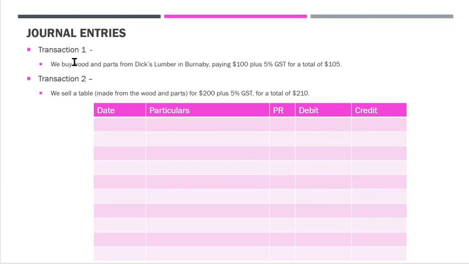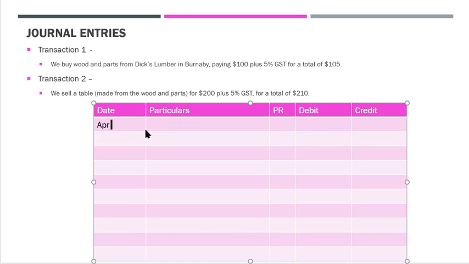So the first transaction, we buy wood and parts from Dick's Lumber in Burnaby, paying $100 plus 5% GST, total of $105. So we're going to put in our date. We'll just say it's April 1st. Now we have merchandise inventory that is going up. We are going to debit it. We have an additional $100, so we're going to put that in.